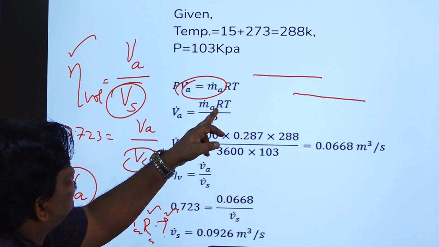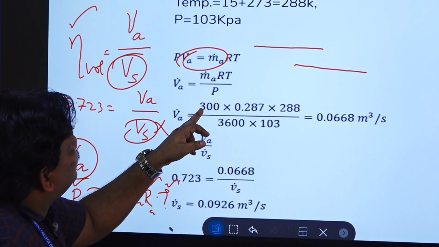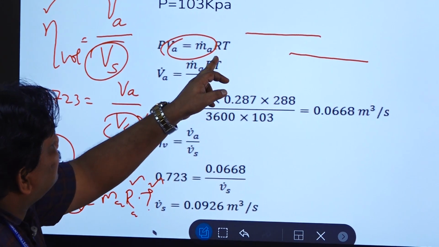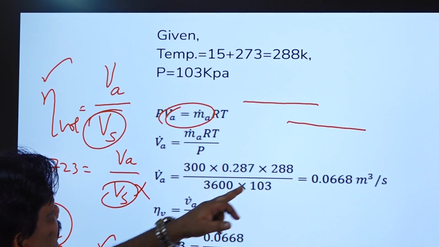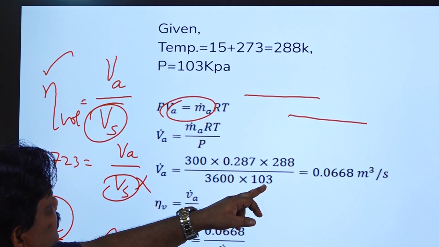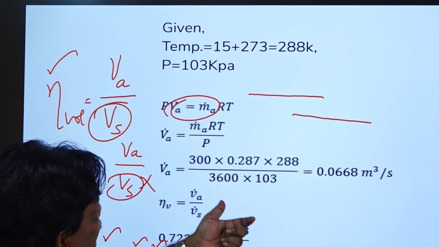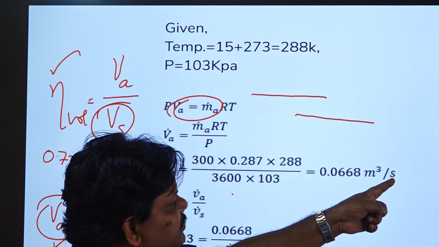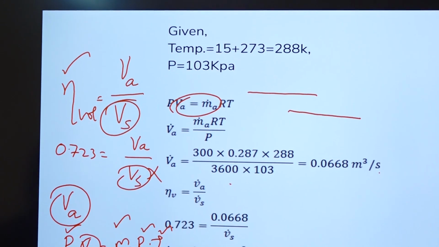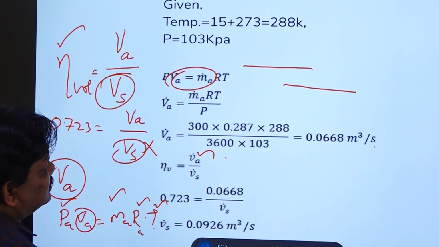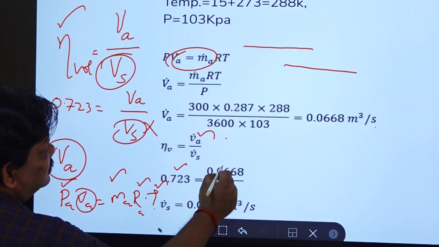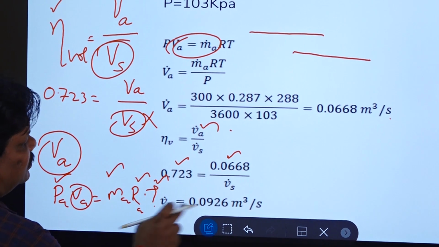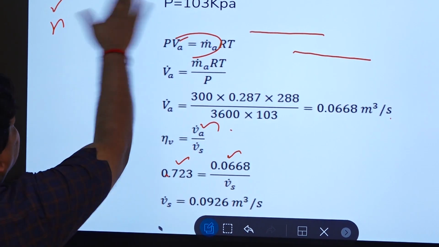So VA is equal to MA into RA into T. MA is given to you, RA is 0.287, into temperature 15 plus 273, that is 288, divided by the pressure 1.03 bar. You have to convert that, and it is divided by 3600 to find the value in seconds. So it is 0.0668. This value is now known to you. 0.723 is equal to 0.0668 divided by Vs. The only unknown is Vs, so you can easily find its value.